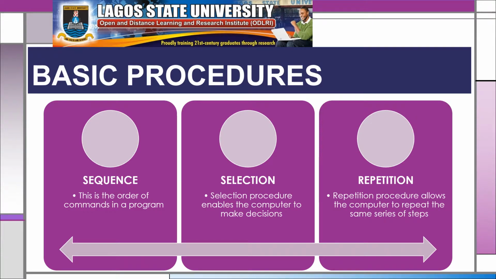So the third one will be repetition. Repetition procedure allows the computer to repeat the same series of steps a number of times. Before my eba will look succulent like the one we saw in the other slide, I need to stir it continuously.